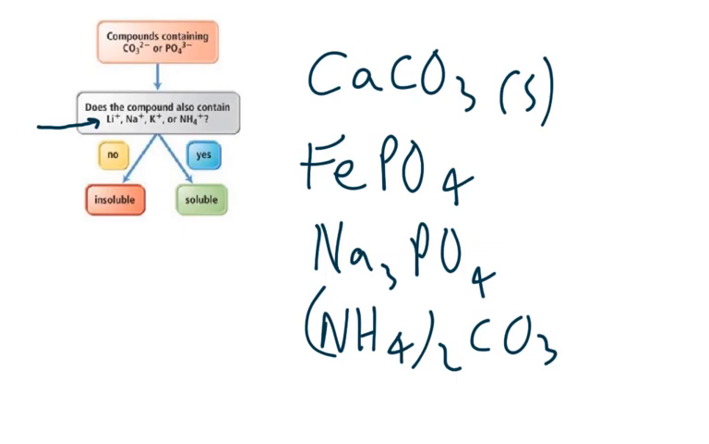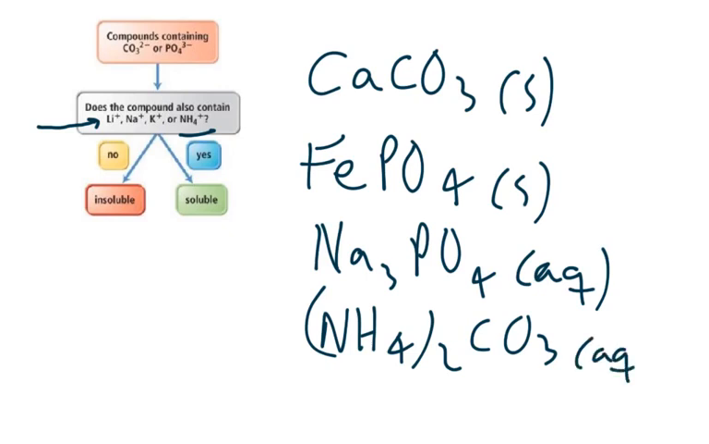The next one, iron 3 phosphate, same thing. Iron is not from group 1. It's not ammonium. So these two follow the same exact rule. This is also a precipitate. Now the third one, sodium phosphate. Sodium is a member of group 1. It's an alkali metal. And the rule says that if you're with an alkali metal, you will always be soluble. So this one's going to be AQ. And finally, ammonium carbonate. Ammonium, I kind of treat it like an honorary alkali metal. But anything with the ammonium ion is also soluble. So this one is also AQ.